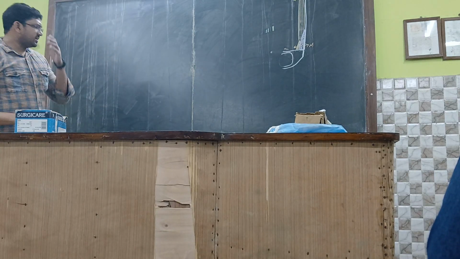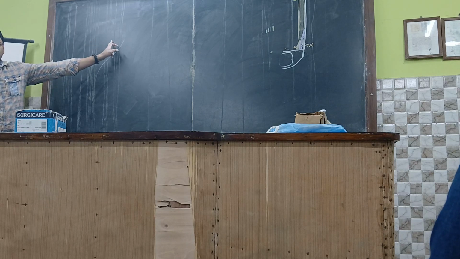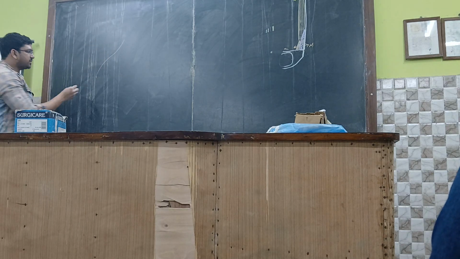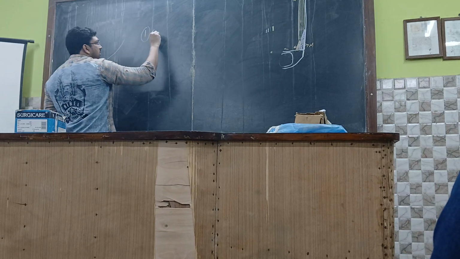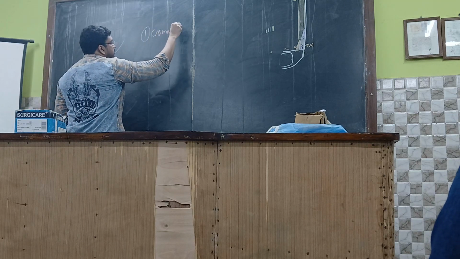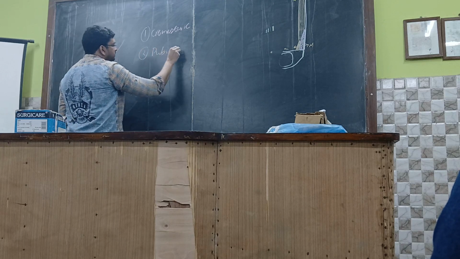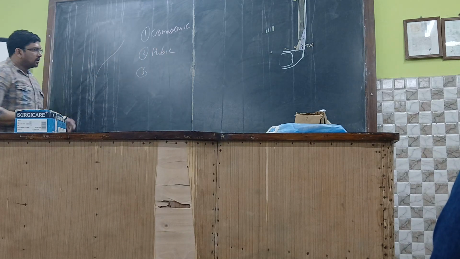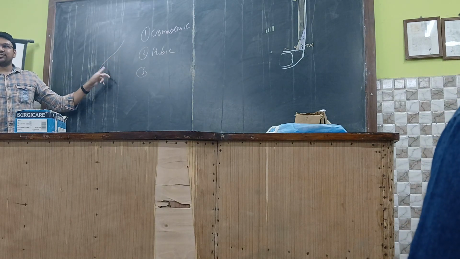So, one important thing about the inferior epigastric artery. What are the branches of the inferior epigastric artery? Whatever you know, the inferior epigastric artery branches. Theoretical only, simple. And then, the inferior epigastric artery branches are as follows.